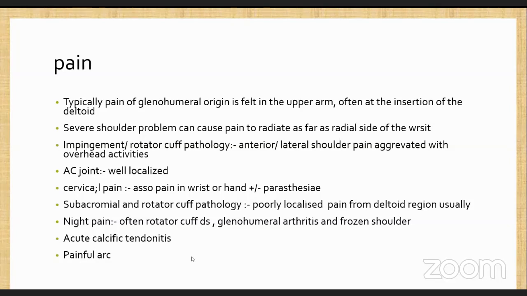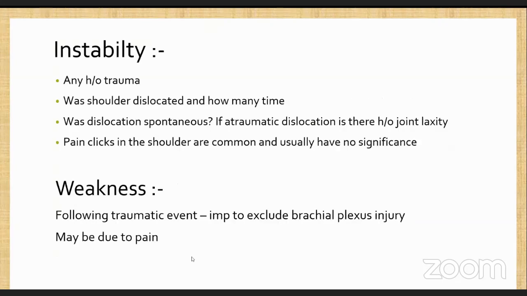Acute calcified tendinitis. Generally, we are talking about supraspinatus calcified tendinitis, or it can happen in any tendon. You know all the three stages.